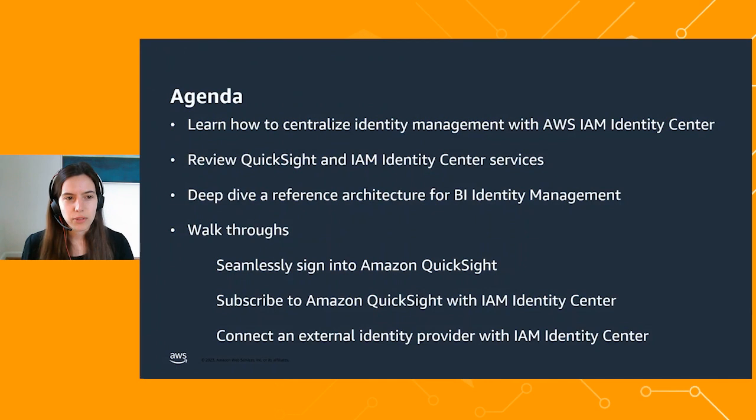For today's agenda, we're going to learn how to centralize identity management with AWS IAM Identity Center. Then we'll do a quick review of QuickSight and IAM Identity Services, and then deep dive a reference architecture for BI identity management. We'll wrap it up with 3 walkthroughs. First, we're going to seamlessly sign in to Amazon QuickSight. Then we're going to subscribe to Amazon QuickSight with IAM Identity Center. And then we'll connect an external identity provider with IAM Identity Center.